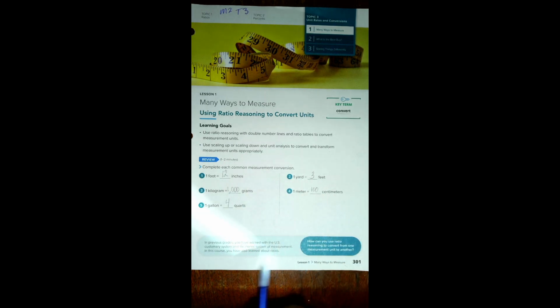In previous grades, you've worked with the U.S. customary system and the metric system of measurements. In this course, you've also learned about ratios. We're going to use ratio reasoning to convert from one measurement unit to another. Okay, moving on. Next slide, getting started.